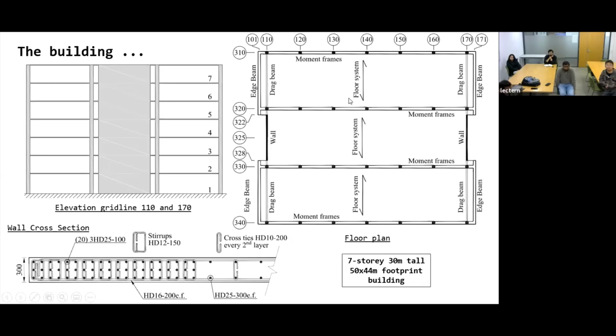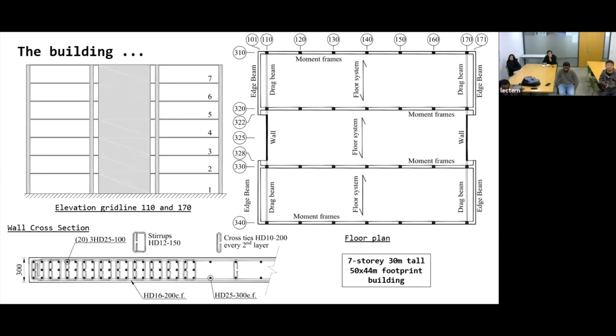The building mainly comprises a double T floor system, with a suspended ceiling. The distance from grid line 310 to 320 to 330 to 340 is about 15 meters span. And then in the longitudinal direction, every grid line is spaced at about 8.4 meters. So overall, it's about a 50 by 44 meter footprint building, and it's about 30 meters tall.